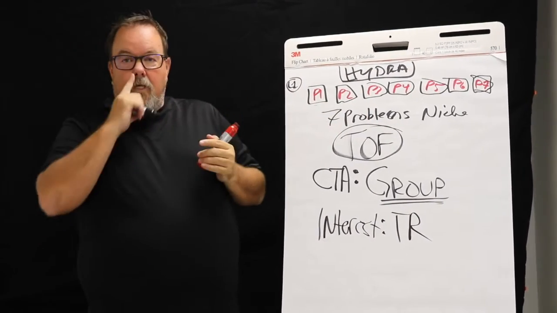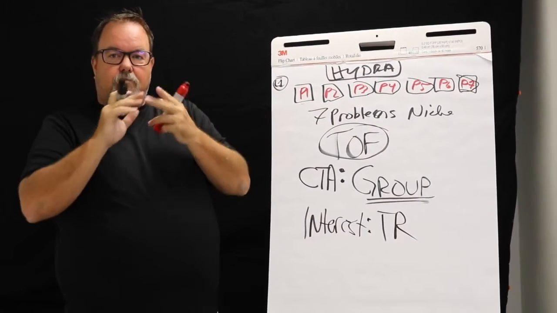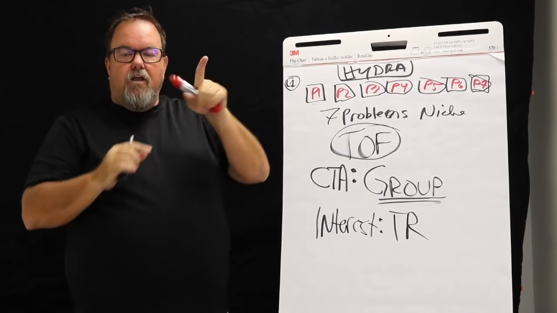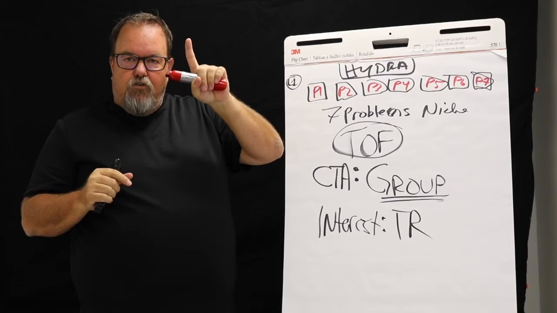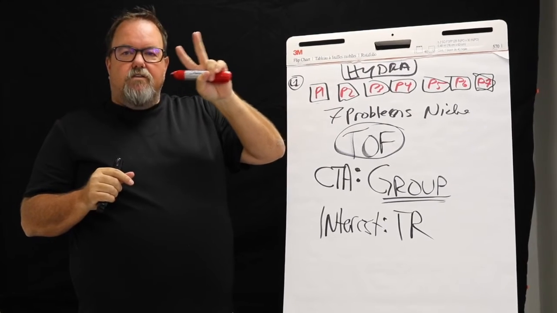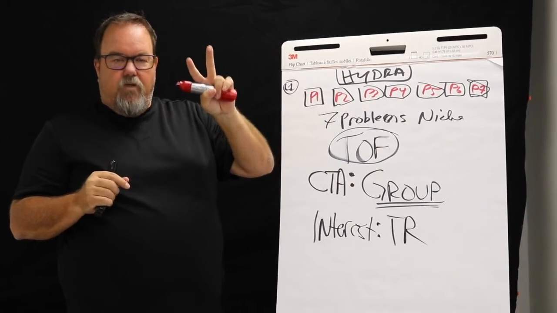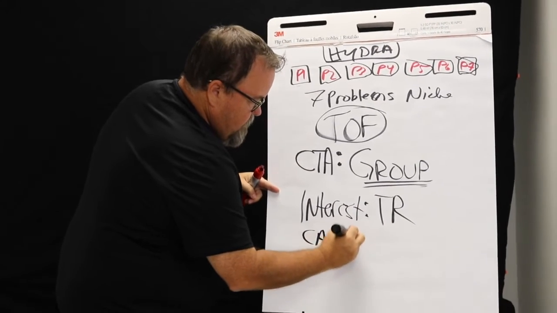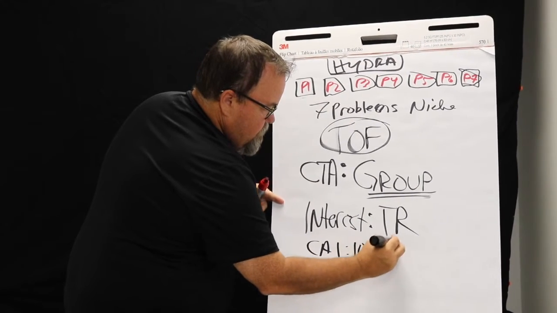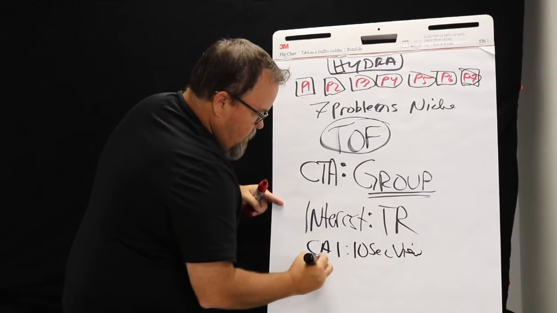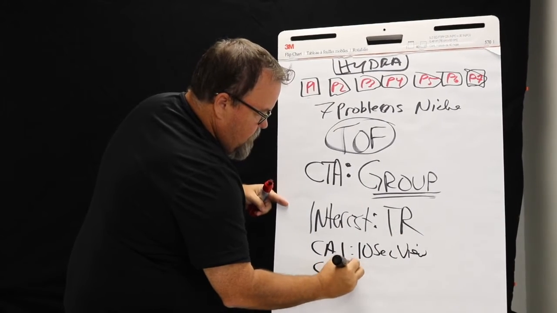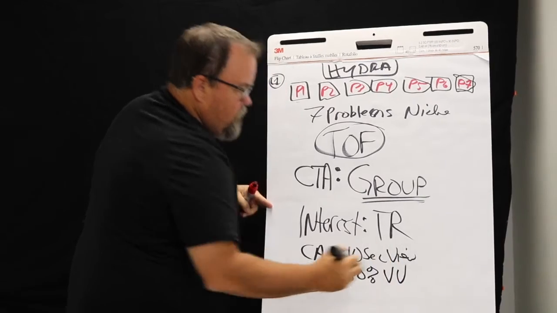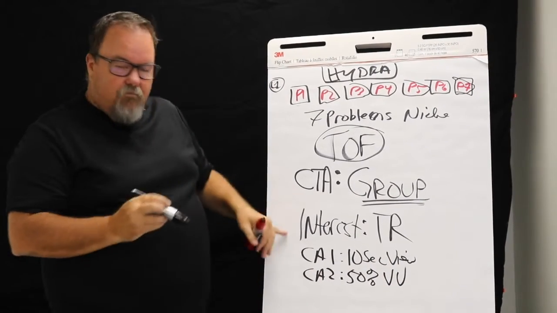But then the next thing you need to do is set up 2 custom audiences for each of these videos. Custom audience 1 is a 10-second view. Custom audience 2 is a 50% video view. Okay? So custom audience 1 is a 10-second view, and custom audience 2 is a 50% video view. Okay? So why do you have both of these?